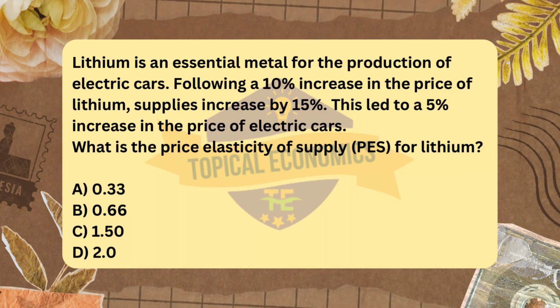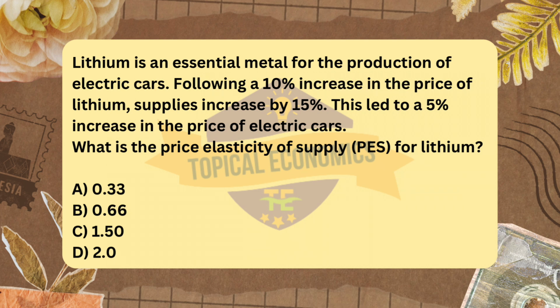Lithium is an essential metal for the production of electric cars. Following a 10% increase in the price of lithium, supplies increased by 15%. This led to a 5% increase in the price of electric cars. What is the price elasticity of supply, PES, for lithium? A. 0.33. B. 0.66. C. 1.50. D. 2.0. Reference, 2020 May-June version 1. The correct answer for this question is option C.